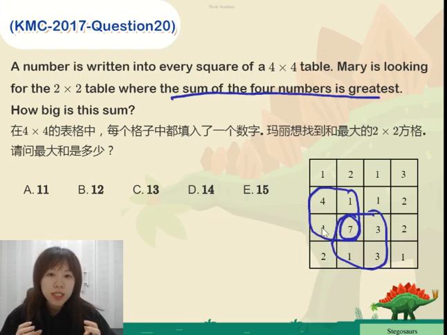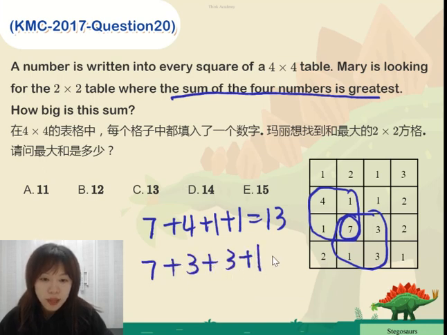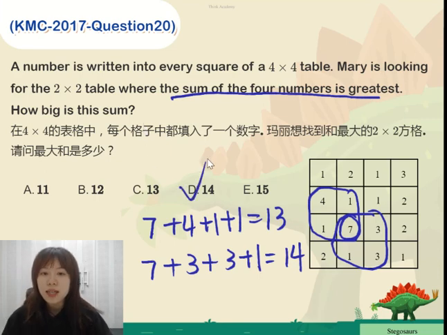If we add them together, we can find the sum of 7 plus 4 plus 1 plus 1 is 13. And 7 plus 3 plus 3 plus 1 is going to be 14. See, you have to include the greatest number, but you have to make sure the amount of the smallest number is as few as possible. So it's going to be option D. So let's continue. The last one.